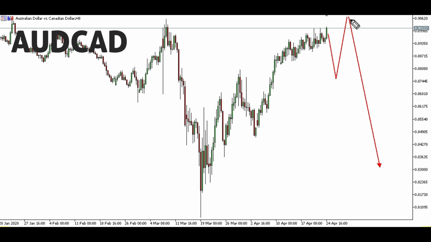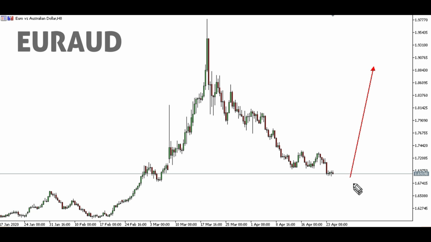When this down move is ready, we will take the down move and we'll let whatever is happening here happen. All we are interested in is this sell opportunity, so we ignore what's happening here, then look for the sell opportunity all the way until this level. That's for AUDCAD. Euro AUD, we're expecting an up move.